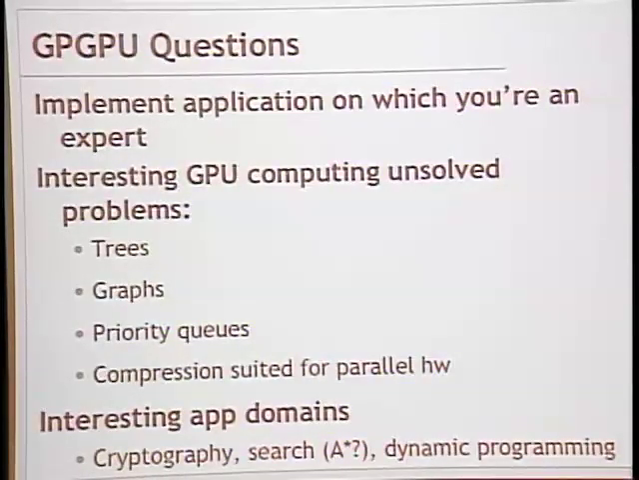Lots of application domains. We had a cryptography project last year that was kind of cool, doing search, and I did see a paper on that last year too. A couple people mentioned dynamic programming in this course. I don't know anything about it, but it would be pretty cool if somebody was interested in implementing that. These are just things we've talked about in class a little bit, so I wanted to bring them up as ideas. Anybody have any project-type questions?